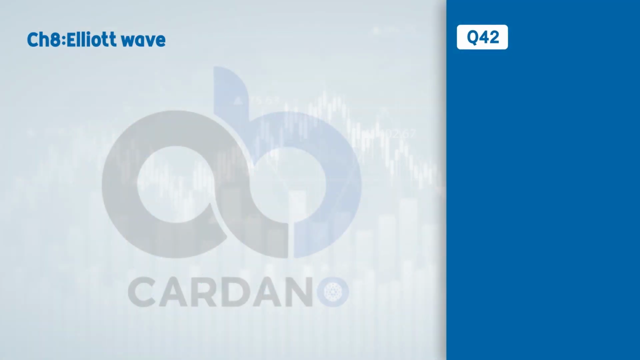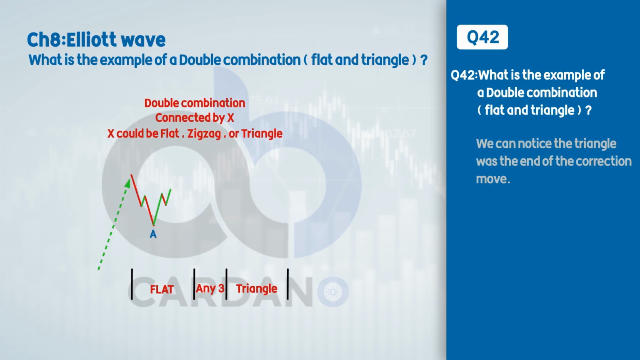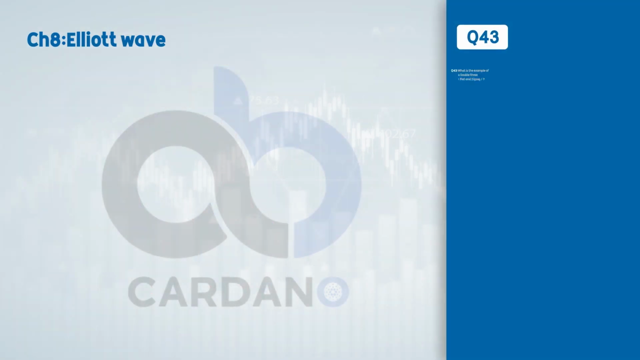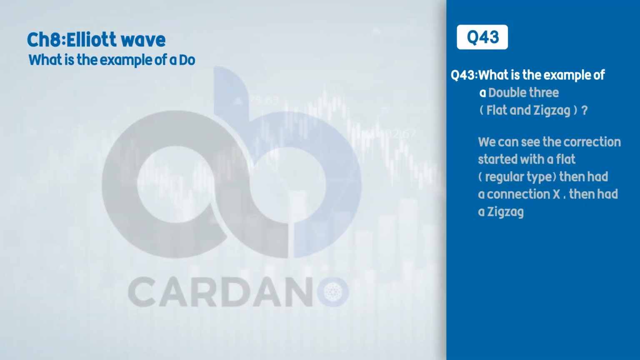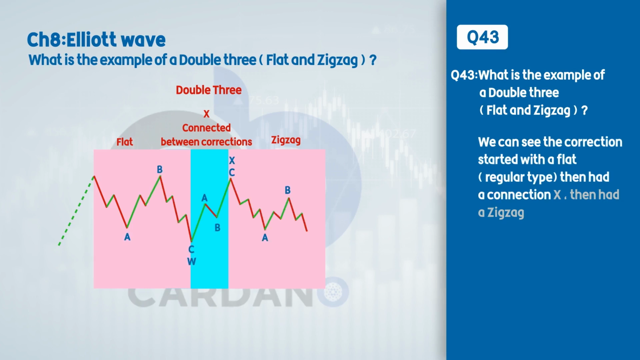Question number 42. What is the example of a double combination, flat and triangle? The answer is, we can notice the triangle was the end of the correction move. Question number 43. What is the example of a double three, flat and zigzag? The answer is, we can see the correction started with a flat, regular type, then had a connection X, then had a zigzag.